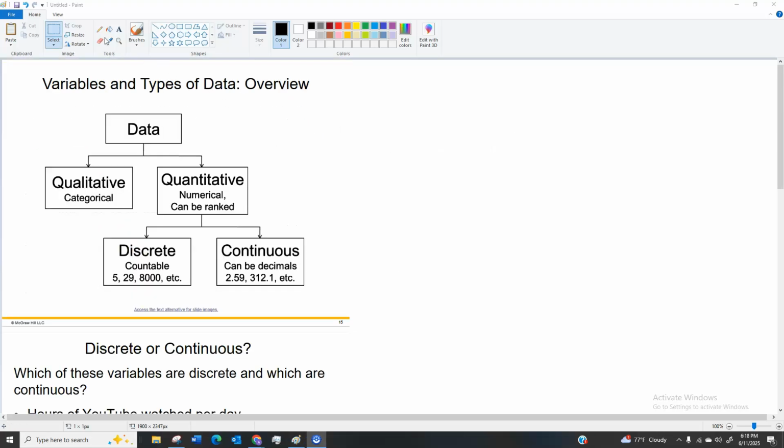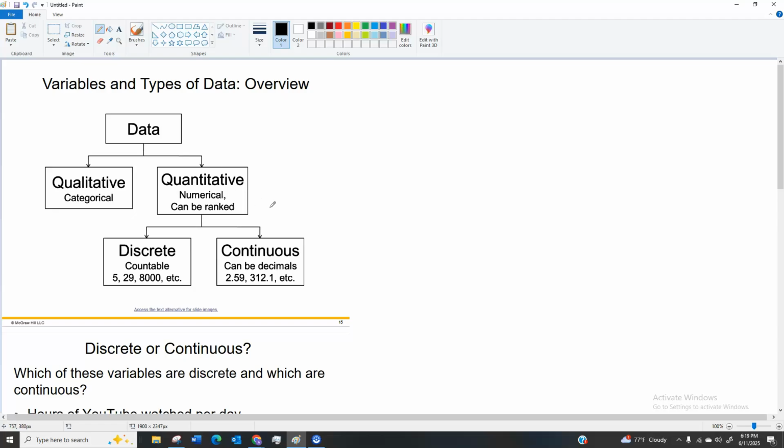So the book just provides here a nice little flow chart for determining data. It shows data can be broken down into either qualitative or quantitative. If it's qualitative, that's kind of the end of it. That's a category, and then we stop. If it's quantitative, numerical, and can be ranked, then that can further be broken down into either discrete or continuous. So if somebody says it's a continuous variable, you automatically know that it's quantitative because continuous variables are a breakdown from quantitative.